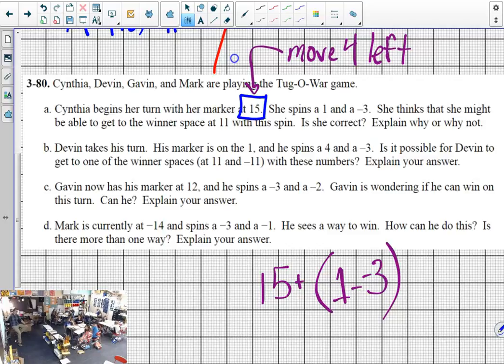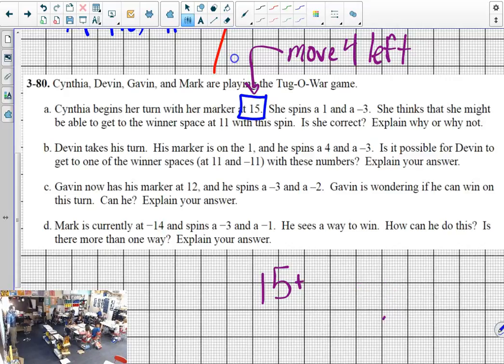You totally just broke the rules. You left the game. You have to make 15 minus. I can't. The game says whatever number I get tells me what direction to go. So I have to add. I can do whatever I want with these numbers, but then it's going to add to where I am.